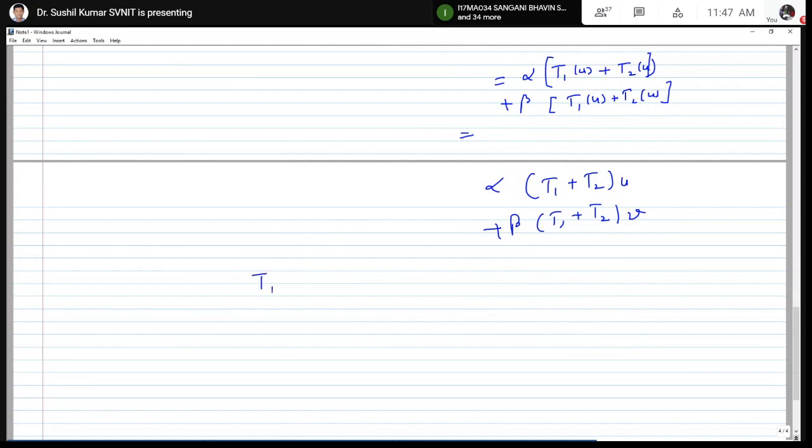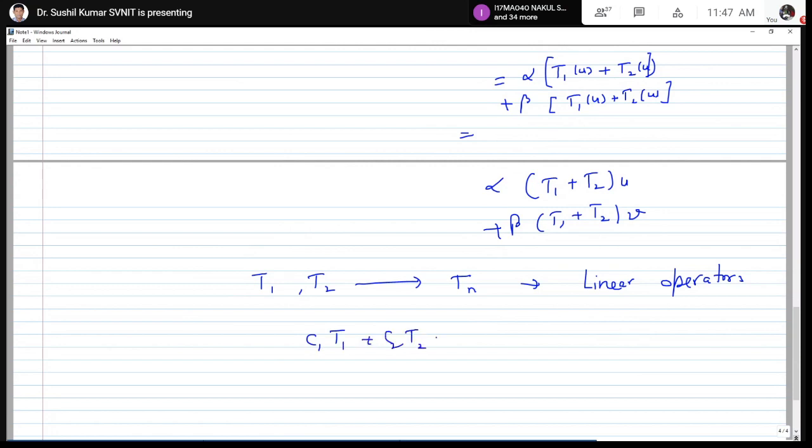So if T1, T2, up to Tn are linear operators, then their linear combination C1 T1 plus C2 T2 up to Cn Tn will also be a linear operator. Is it okay?